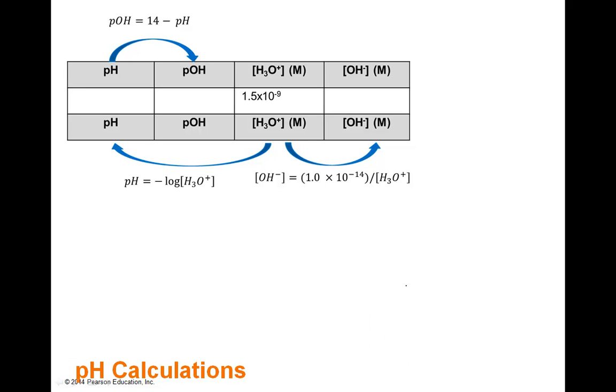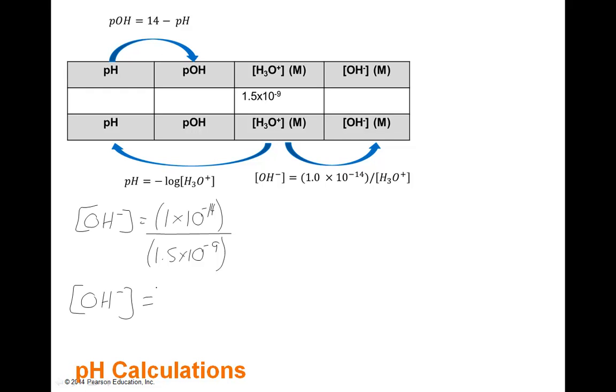Alright, so let's do these examples. First off, I'm going to start out with my arrow to the left, which is hydroxide ion concentration equals 1 times 10 to the minus 14 divided by my hydronium ion concentration, 1.5 times 10 to the minus 9. Put that in my calculator and solve, and I end up with my hydroxide ion concentration equals 6.7 times 10 to the minus 6. Let me fill that in up here: 6.7 times 10 to the minus 6.